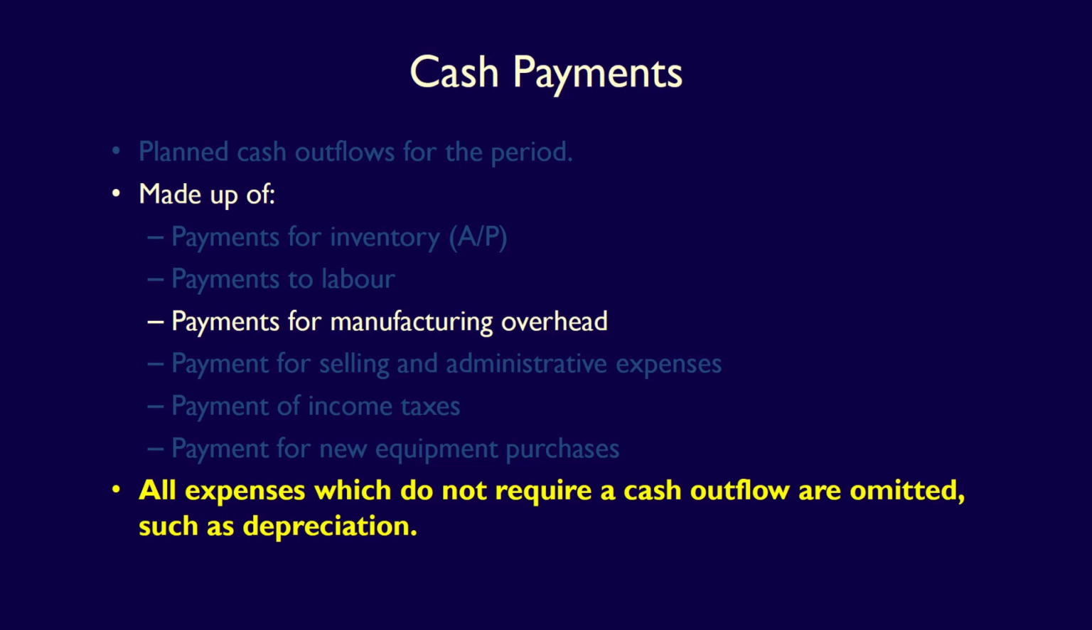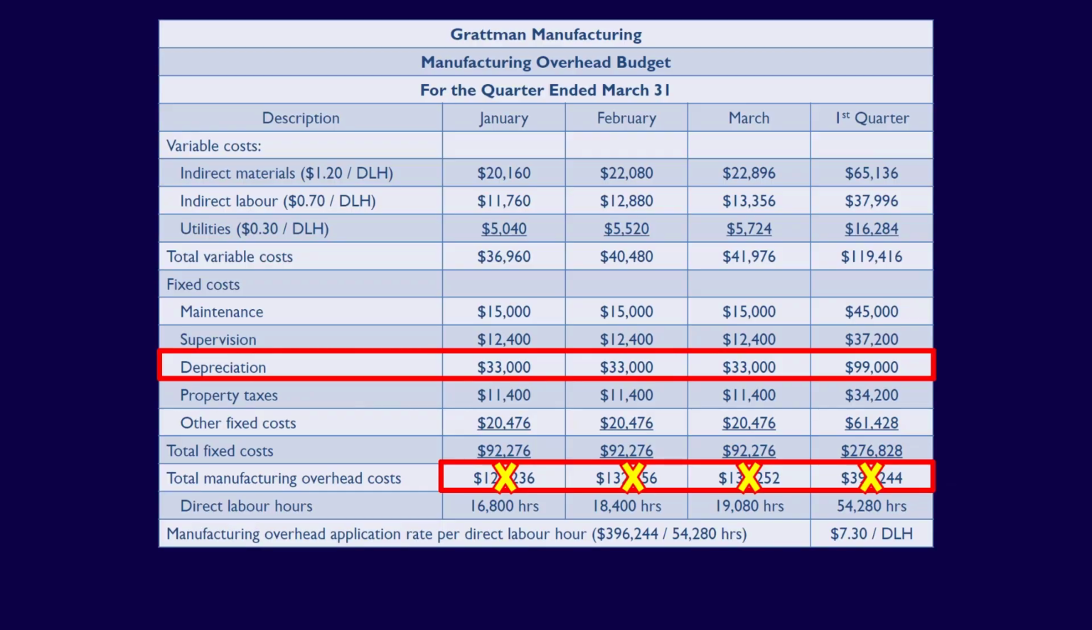Recall from your introductory financial accounting course that the entry to record depreciation is an increase in depreciation expense and an increase in accumulated depreciation. That entry does not include cash, and therefore depreciation must be omitted from the cash budget. As you can see from the manufacturing overhead budget, a total of $33,000 of depreciation is included in the budget for every month, with the first quarter total depreciation of $99,000. The depreciation must be removed from the total manufacturing overhead costs in order to convert the total manufacturing overhead costs to the total manufacturing overhead cash outflow.